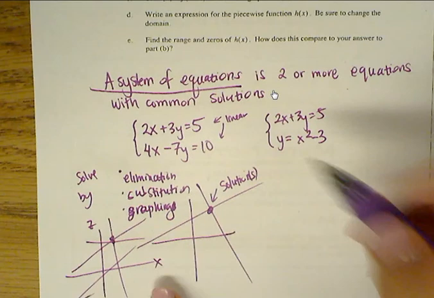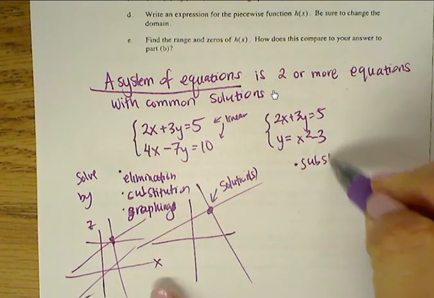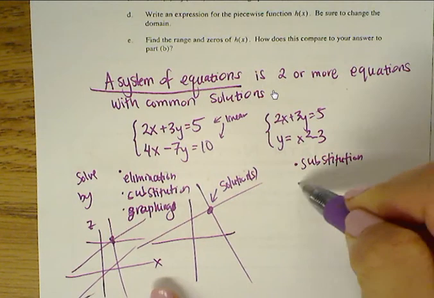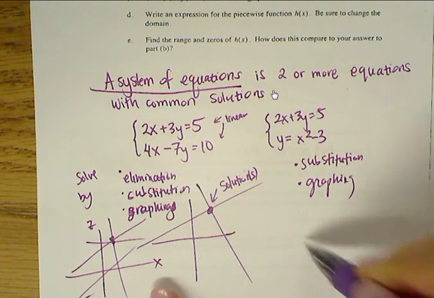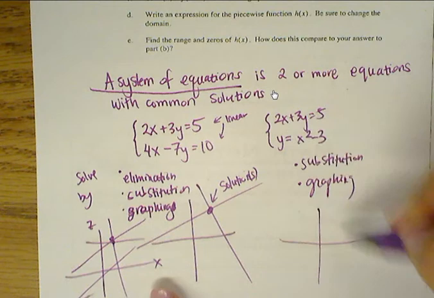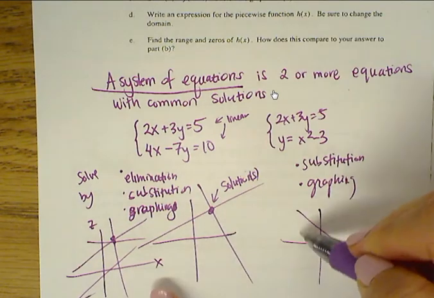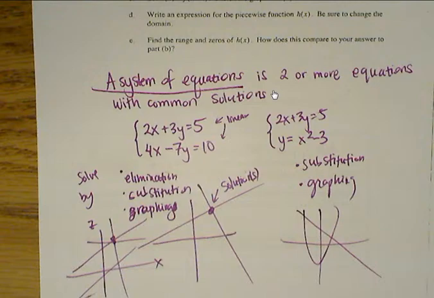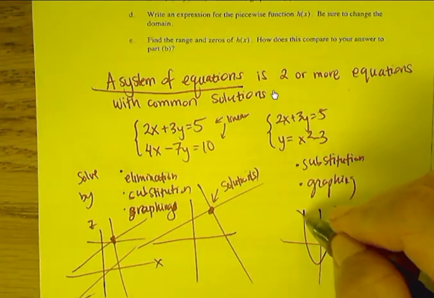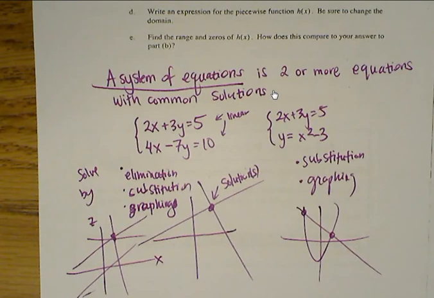That's called substitution. You can't really use elimination. You can still use graphing. So for example, if you have a line here and then you have a parabola, how many solutions are there? Two solutions. You see that? So that's how you solve a system of equations.